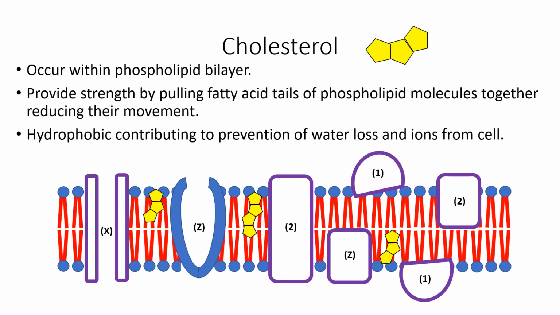So inside the phospholipid bilayer, we also have cholesterol. And cholesterol is there purely for a structural purpose. It's going to help reduce the fluidity of the actual cell surface membrane, and it also provides strength by pulling the fatty acids together. So the tails specifically get pulled together into little lumps. It also does have a role in preventing water loss and ions from the cell.